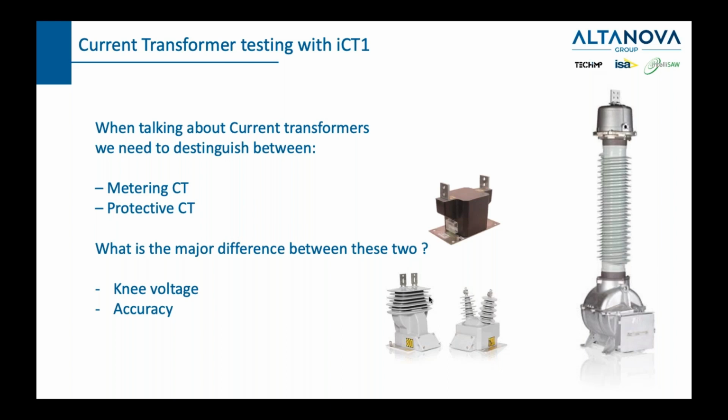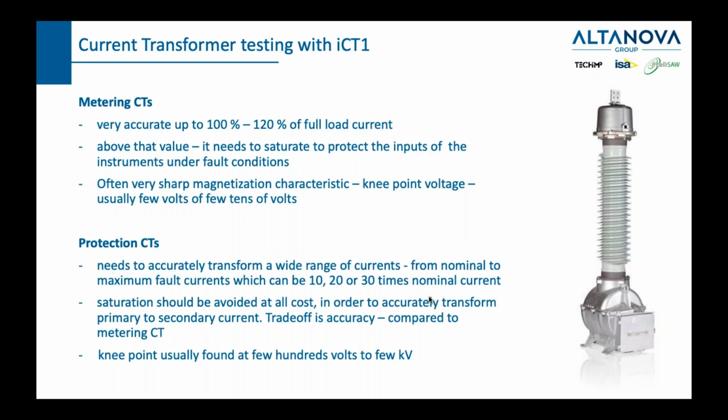The second thing is accuracy. The accuracy of metering CTs is often very high, and the accuracy of protective CTs is often much lower because they need to be robust. They don't have to be very, very accurate. All this I put in this next slide.